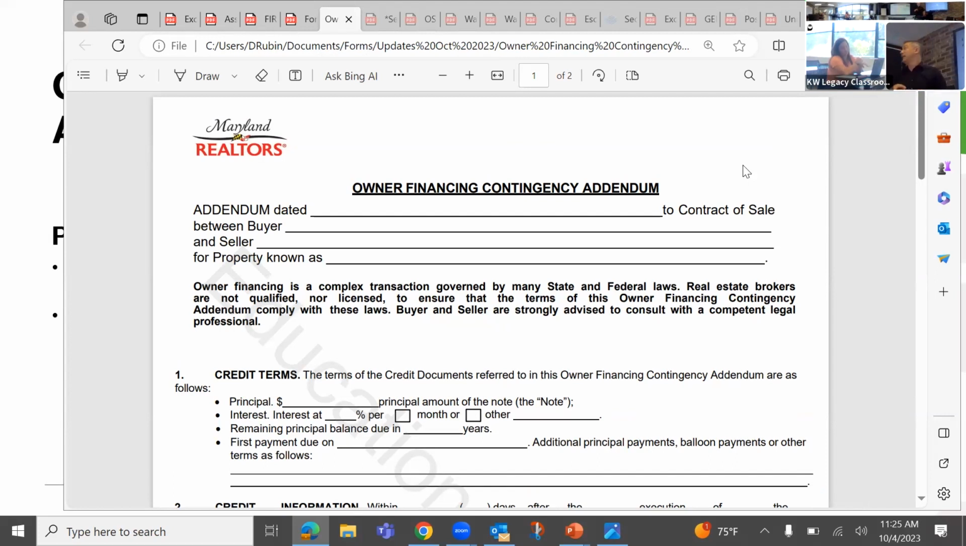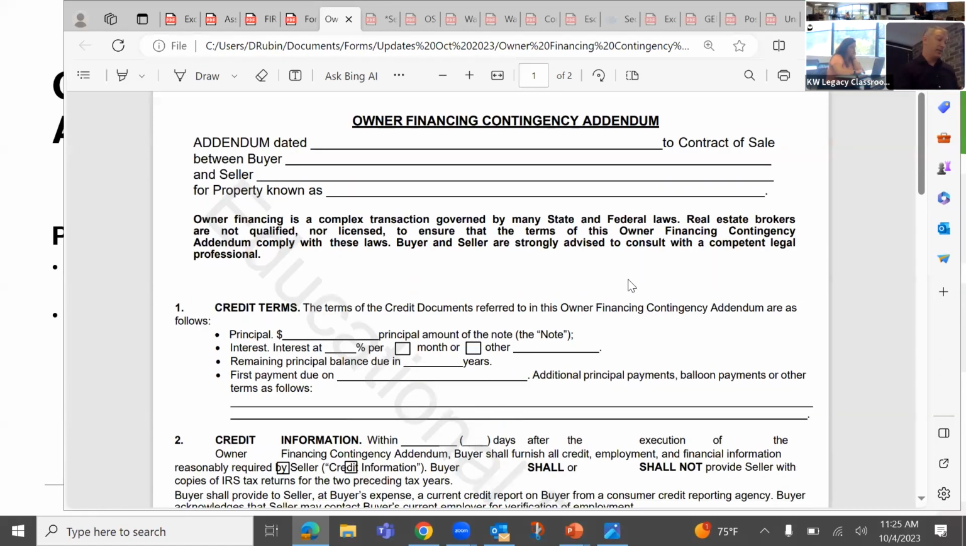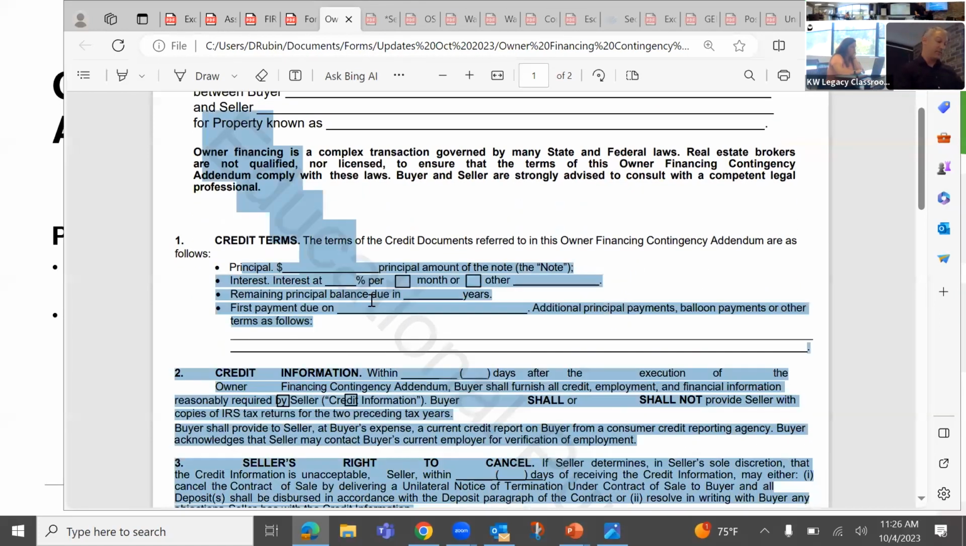This is a statement of intent, probably not the right term, but it is the proposed outline of what we would like the loan to be. So this is just putting it out there. Okay, I'm interested in owner financing. The owner would say, okay, here would be the terms of the loan.